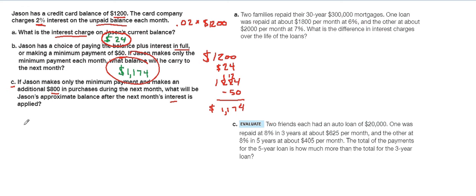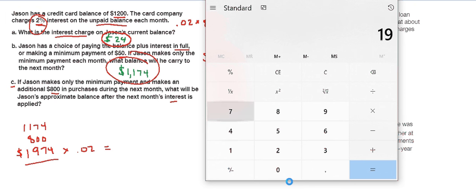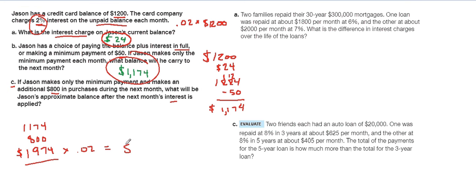He had the $1,174. Let's remember that. He makes $800 more in purchases. Before we calculate his new interest to add, we need to find out what this is. Well, that's $1,974. That's easy enough. How do we find interest? 2% interest on this amount? We multiply by 2/100ths. What's his interest amount for this month? It's going to be more now because he's made more purchases and he's barely paid any of it back. Looks like he's at about $39 in interest.